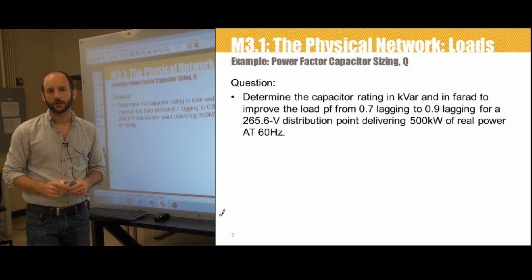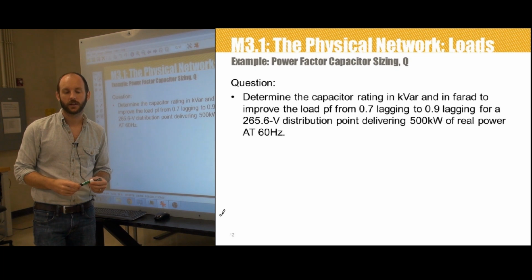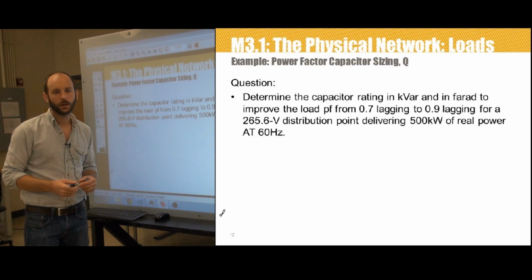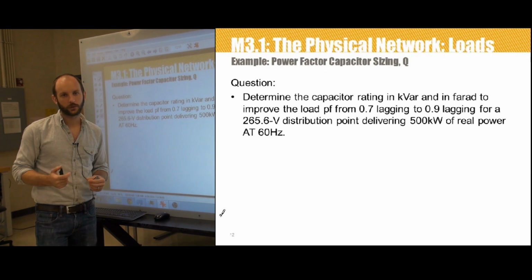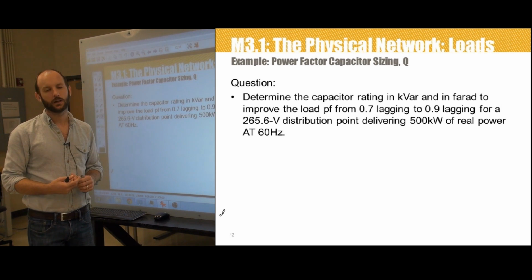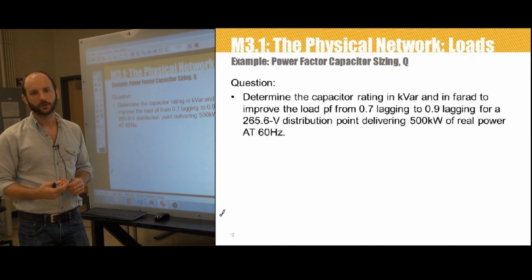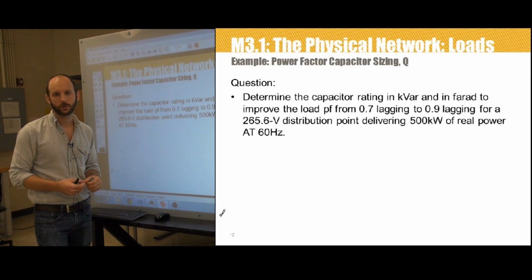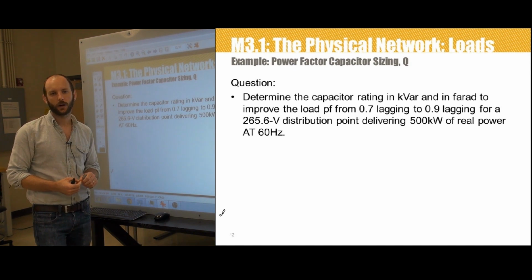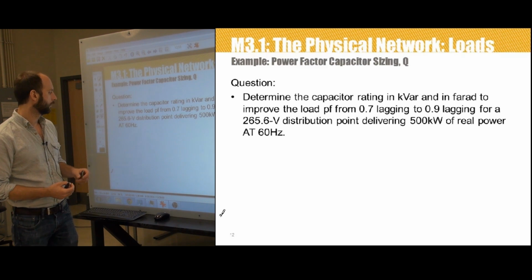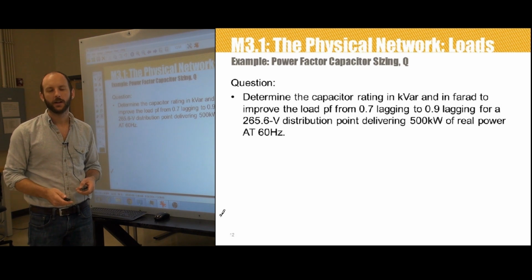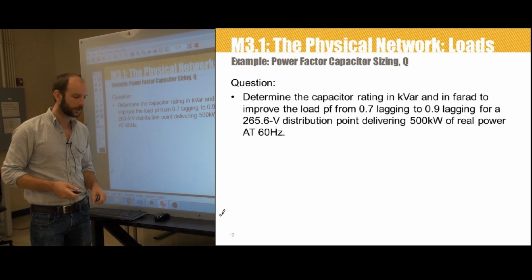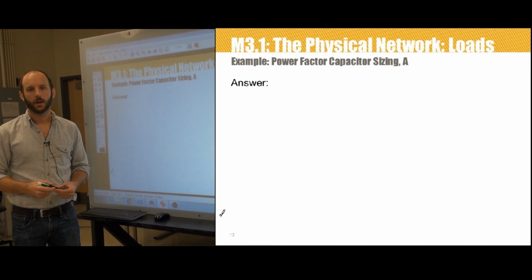So let's go ahead and figure out the sizing of a capacitor necessary for power factor correction. We want to determine the capacitor rating, rated in kilovars, and then also in farads, to improve a load power factor from 0.7 lagging to 0.9 lagging for a 265.6 volt distribution point that's delivering 500 kilowatts of real power at 60 hertz. So how are we going to do this? Well, let's kind of trudge through it.